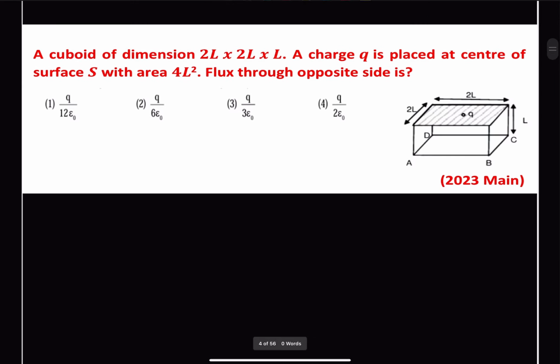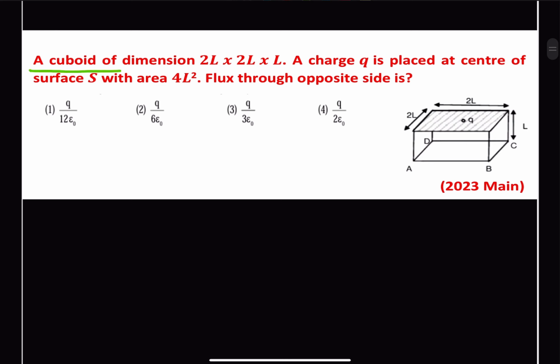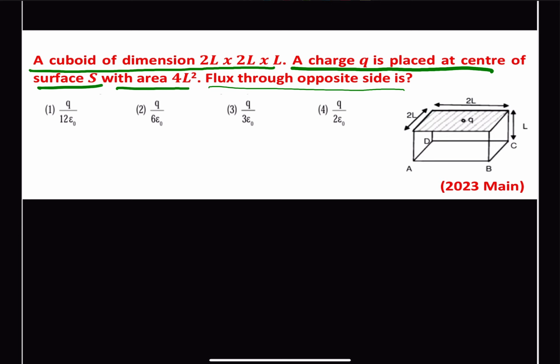We are given a cuboid of dimension 2L by 2L by L. A charge Q is placed at the center of surface S with a surface area 4L square. The flux through the opposite side is asked. So a basic figure is given to us. We have a charge Q placed on this top face, and we have to find the flux through this opposite face.